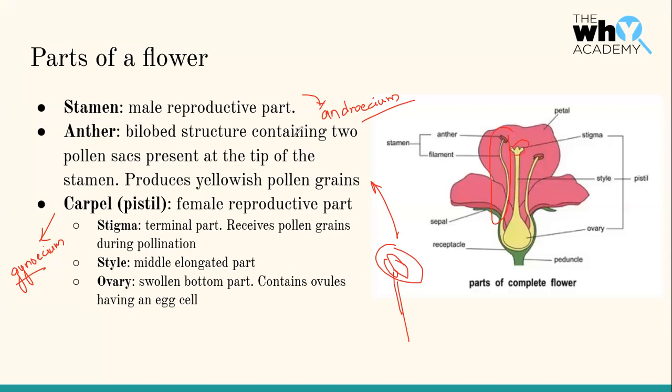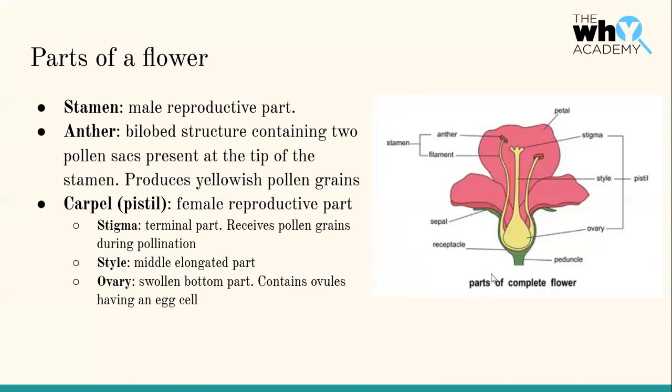Stigma is this top part, right? Its function is to receive the pollen grains. Then you have the style, which is the long part so that the pollen gets transported inside. And the ovary is the most important part. It has the ovules and the egg cells and other accessories required to complete fertilization and turn into a fruit. So these are the basic parts of the flower.